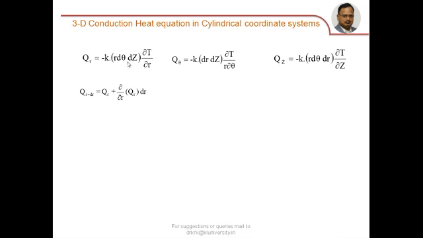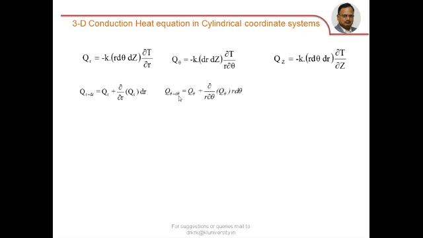Considering the mathematical approximation, the heat leaving at r plus dr is equal to the rate of change of Q_r per unit thickness into the total thickness, which gives you the total change, plus the original Q_r, which gives you the heat leaving at r plus dr. So Q_(r+dr) is equal to Q_r plus ∂/∂r of Q_r over the thickness of the element dr.